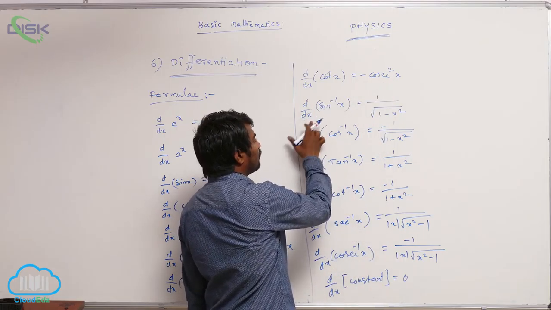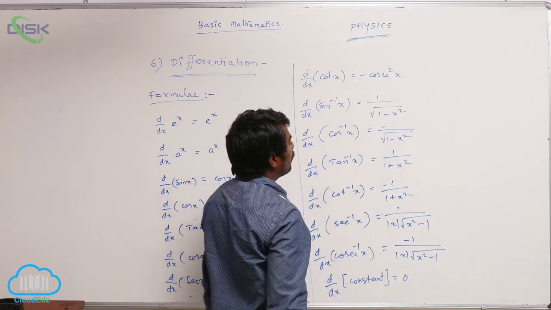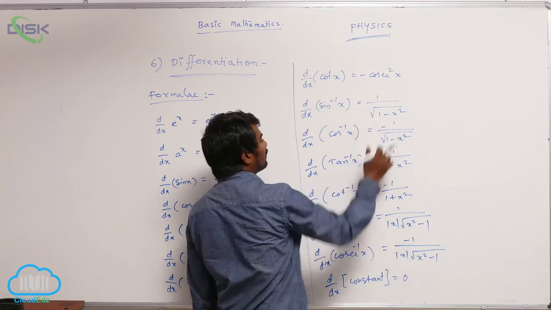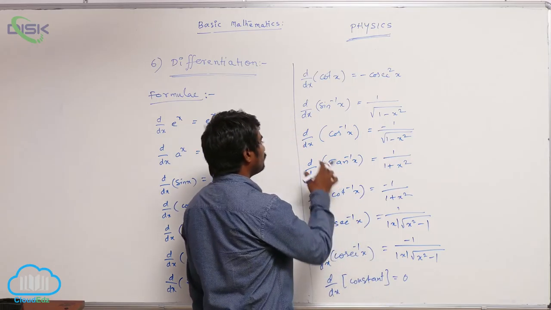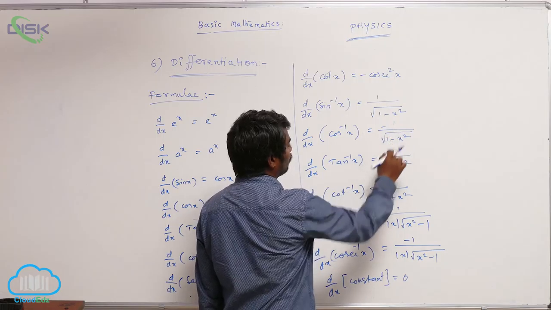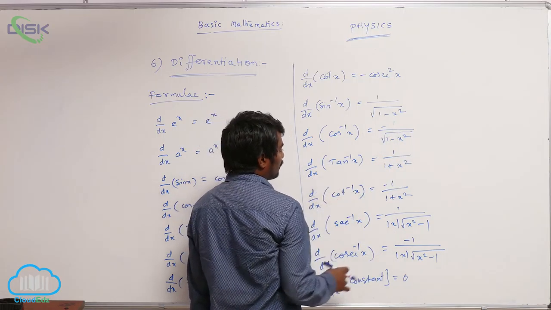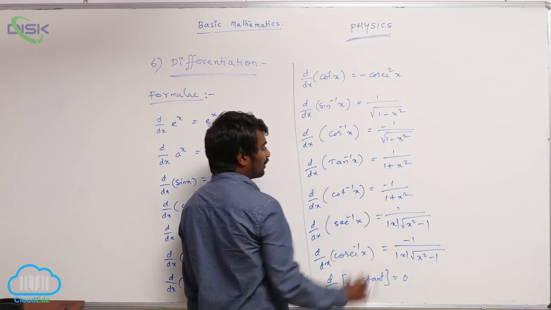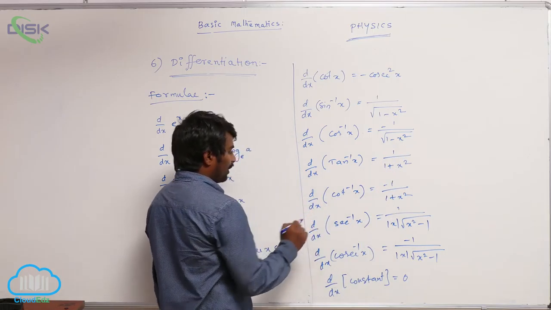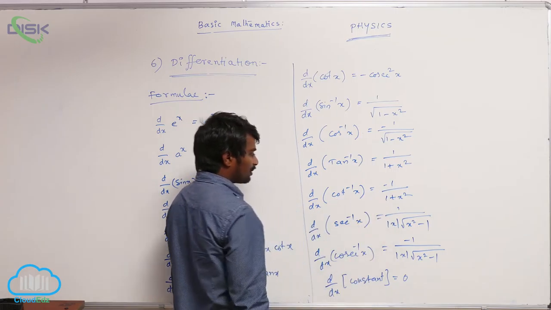d by dx of sin inverse x is equal to 1 by square root of 1 minus x square. d by dx of cos inverse x is equal to minus 1 by under root 1 minus x square. d by dx of tan inverse x is equal to 1 by 1 plus x square. d by dx of cot inverse x is equal to minus 1 by 1 plus x square.